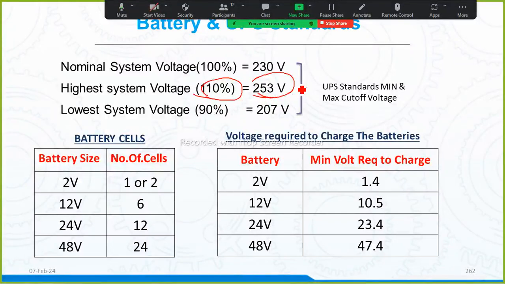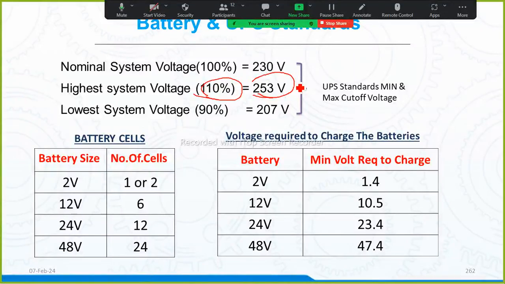What does 110% mean? If the input supply you are giving to the UPS is more than 253 volts, the UPS will not reduce the voltage, it will bypass it, because a UPS is not like a transformer which steps up and steps down, like a booster. What will the UPS do? If the input supply is more than 253 volts, it will cut off the main supply and start discharging the battery power to the load.